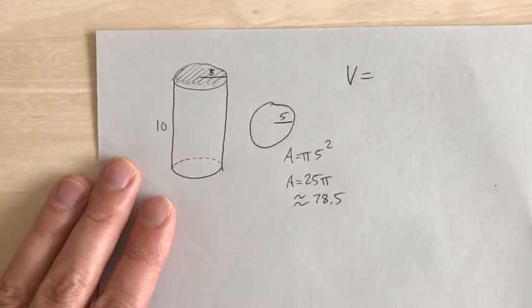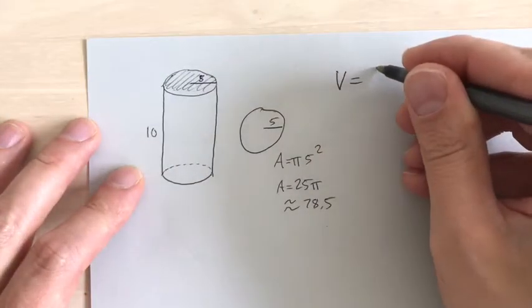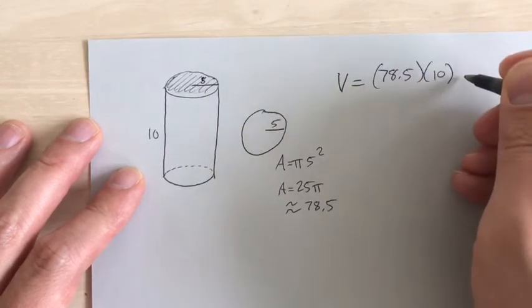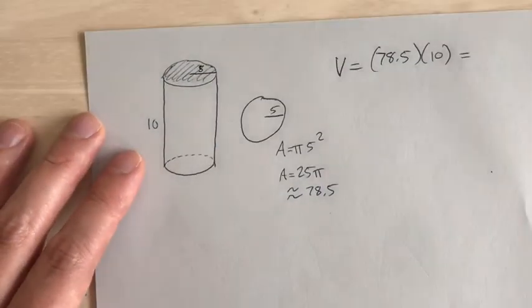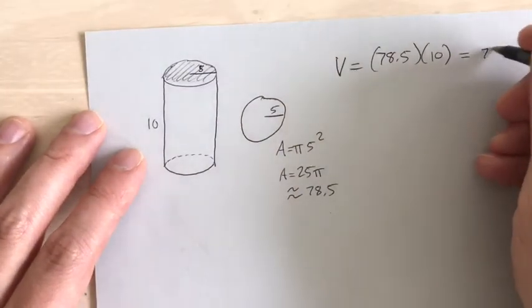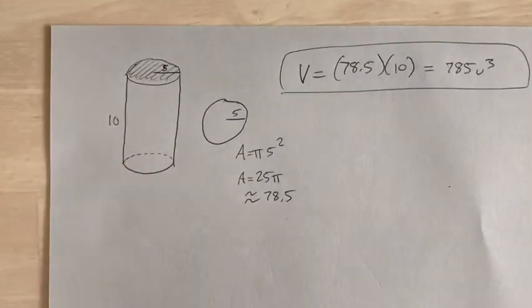And if I know that's how many cubes would fit into one layer, there are 10 layers of that. So this volume would just be the base area, 78.5 times 10. And that would give me approximately 785. So that would be my volume. Again, not really hard to do cylinders when it comes to volume.